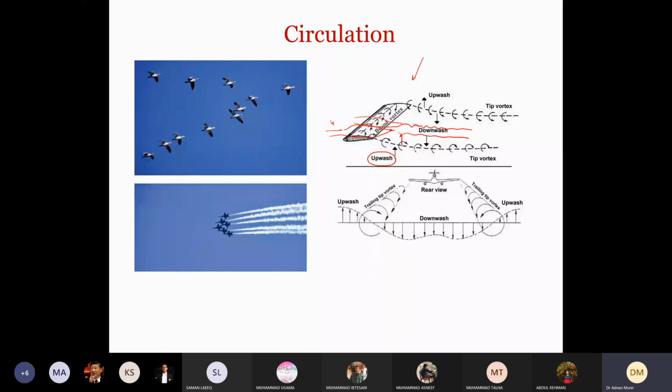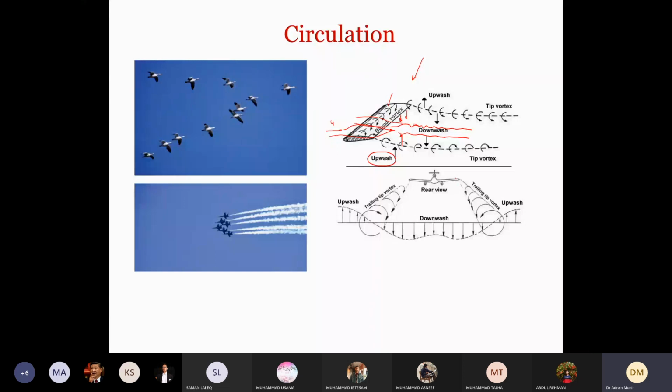And then the velocity that is generated behind this wing is called downwash. It will be in this direction because of these bound vortices, it will be in downward direction. So the velocity because of the bound vortex will be in downward direction, called downwash, and the tip vortices will generate velocity in upward direction, that is called upwash. Now what is the significance of this downwash and upwash?